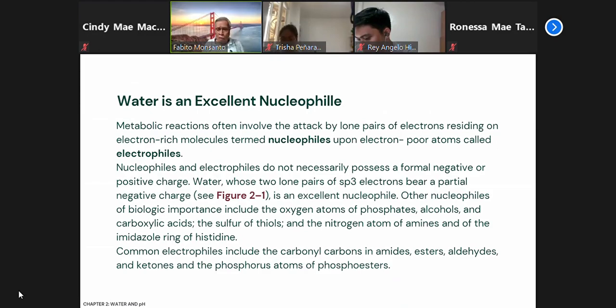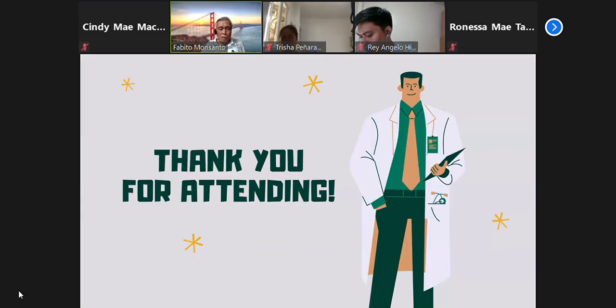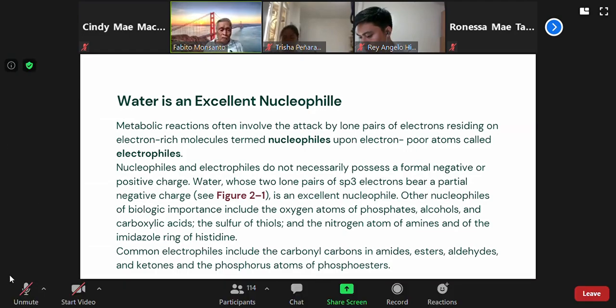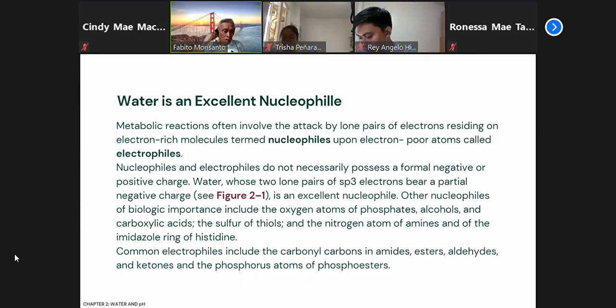Wait a minute. Water is an excellent nucleophile. We have this already, di ba? Kanina? Or our slide jump off. Oh, well, anyway. Yes, Doc, tapos na. Tapos na, no? Jump off to kanina. Just to be the last.